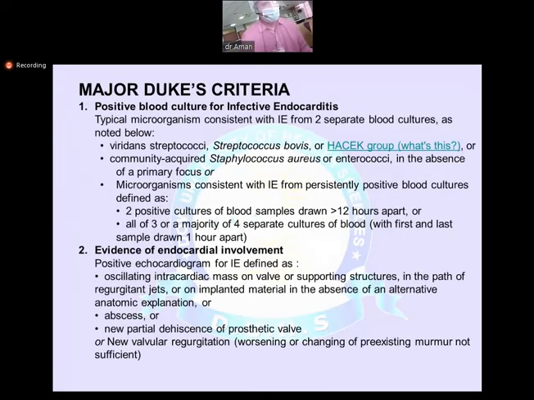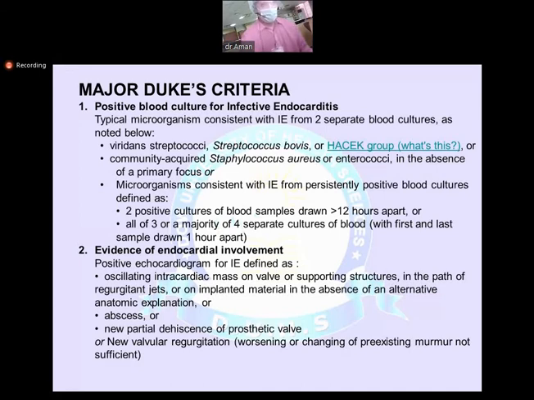So the major Duke criteria: positive blood culture for infective endocarditis. Typical microorganisms consistent with infective endocarditis from two separate blood cultures, such as viridans streptococci, Streptococcus bovis, HACEK group, and community-acquired enterococci in the absence of a primary focus. Or microorganisms consistent with infective endocarditis from persistently positive blood cultures, defined as two positive culture samples drawn 12 hours apart, or all of three, or a majority of four or more separate cultures, with the first and last samples drawn at least 1 hour apart. So the time duration and the site are also important.